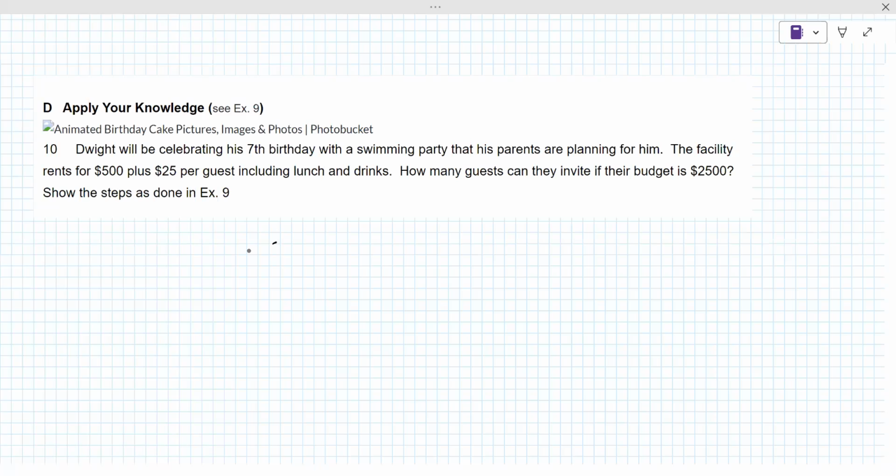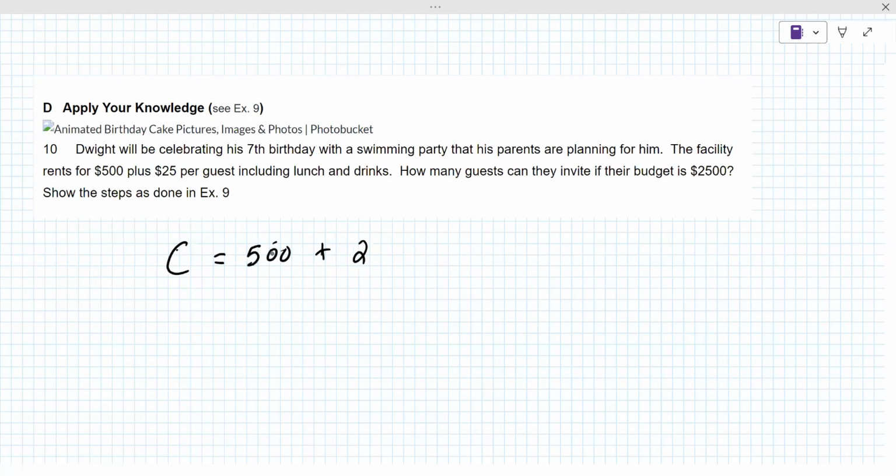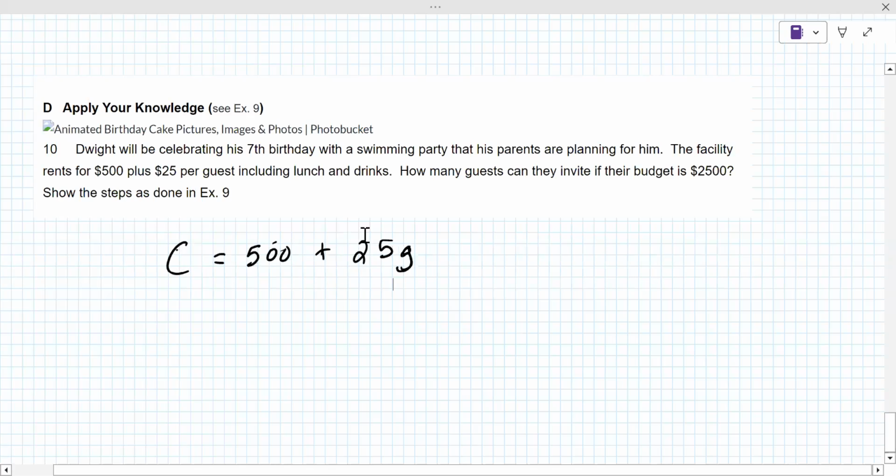So the cost of this birthday party is $500. Dwight will be celebrating his 7th birthday with a swimming party that his parents are planning for him. The facility rents for $500 plus $25 per guest, including lunch and drinks. Okay, so you have to write an equation for that. The cost, C, is 500 plus 25G. Every guest costs you $25.